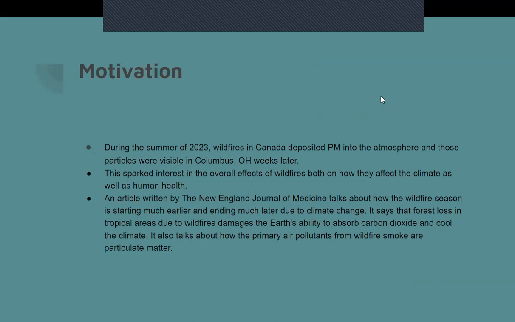This sparked our interest in the overall effects of wildfires, both on how they affect the climate as well as how they affect our health as humans, like how all the particles can give you headaches or mess with your lungs and stuff like that.